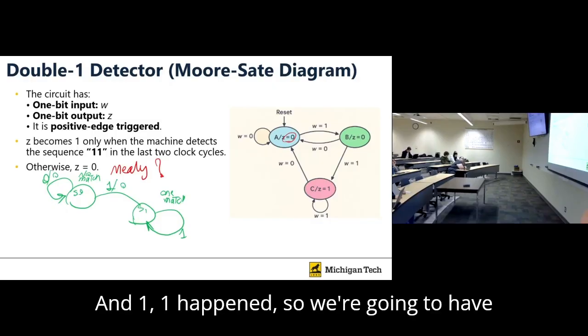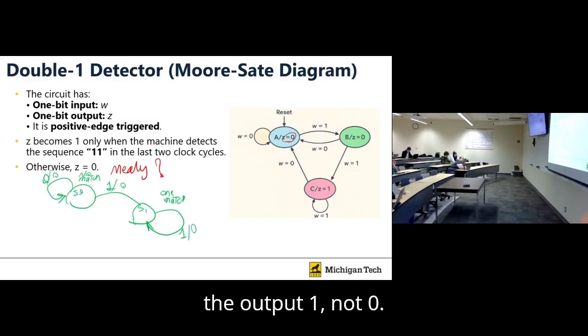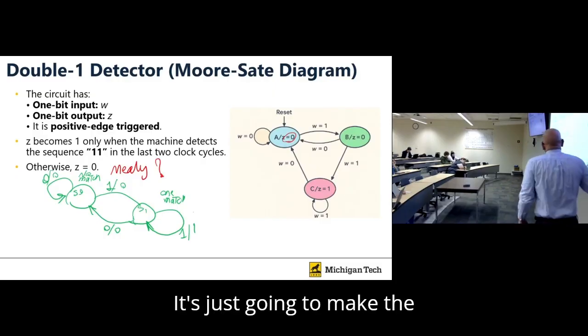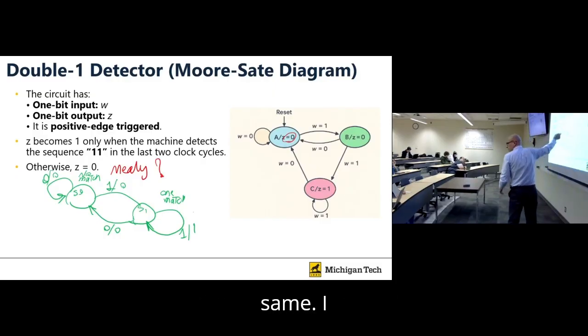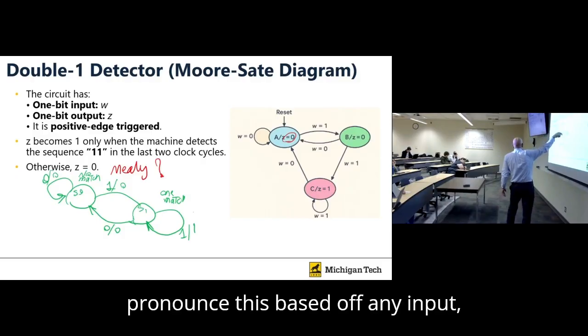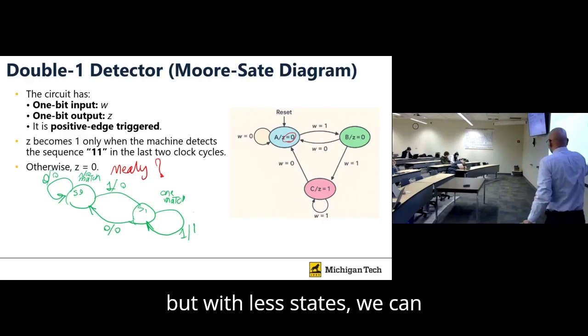And 1 happened, so we're going to have the output 1, not 0. Okay. And if 0 comes, we go back to state S0 and we print 0. Okay. So we're just going to make the same pattern as this, based off any input, but with fewer states.